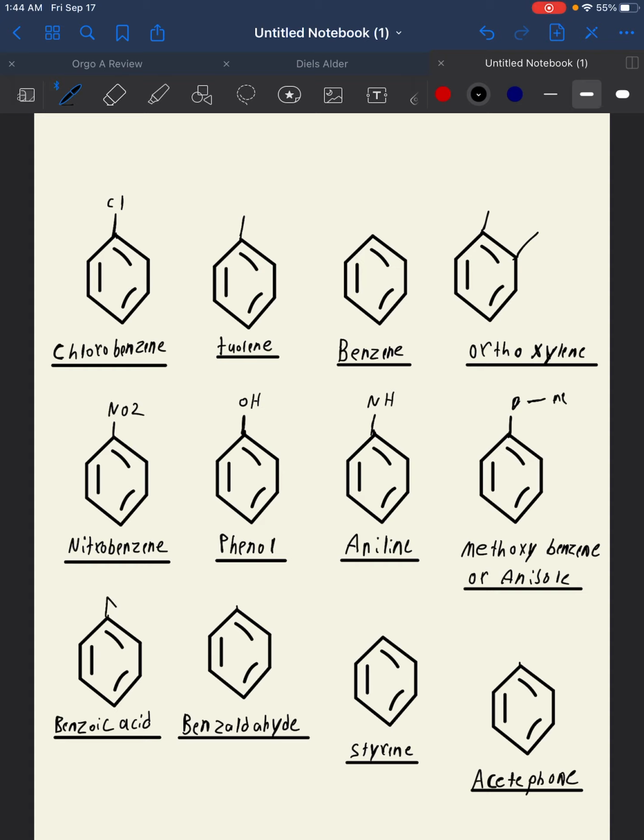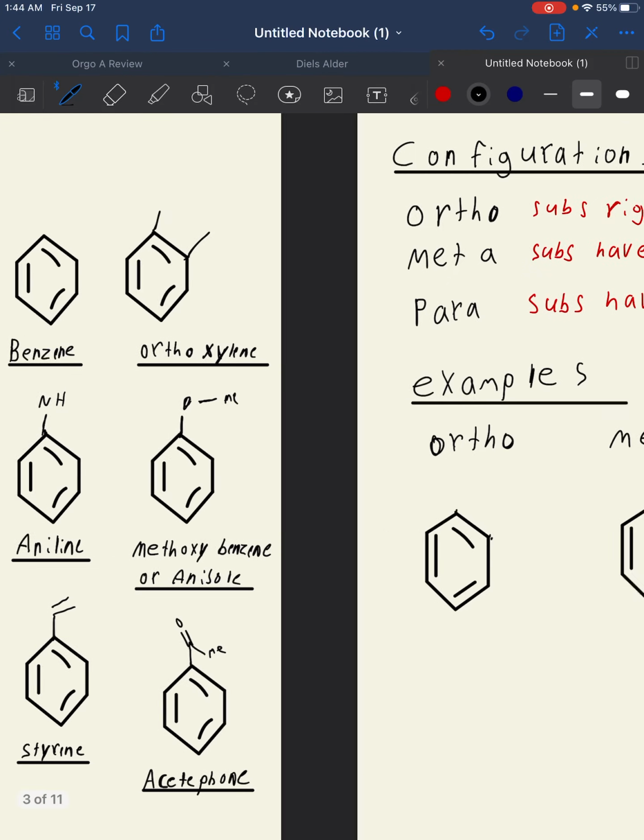Benzoic acid is a benzene ring with a carboxylic acid attached to it. And then benzaldehyde looks very similar, however, instead of that OH, it's got a hydrogen on there. Styrene is a benzene ring with this on it. Acetophenone, once again, I apologize, is basically a carboxylic acid, but instead of the OH, it's got a methyl on it. And here we go. On to the next thing.